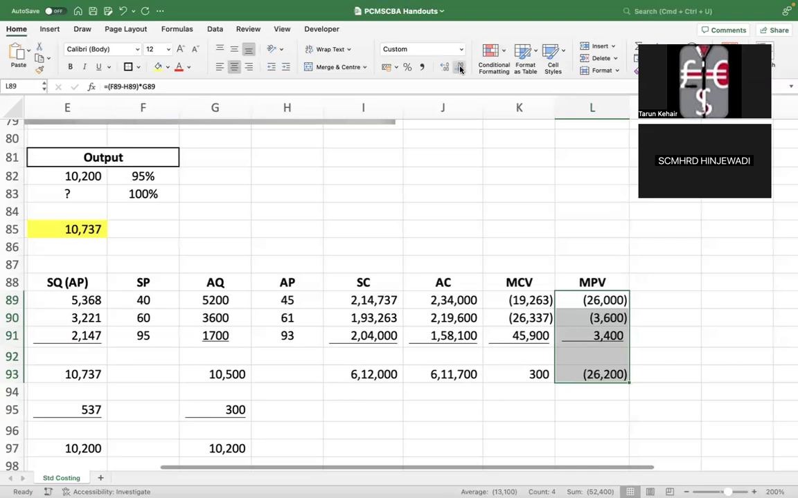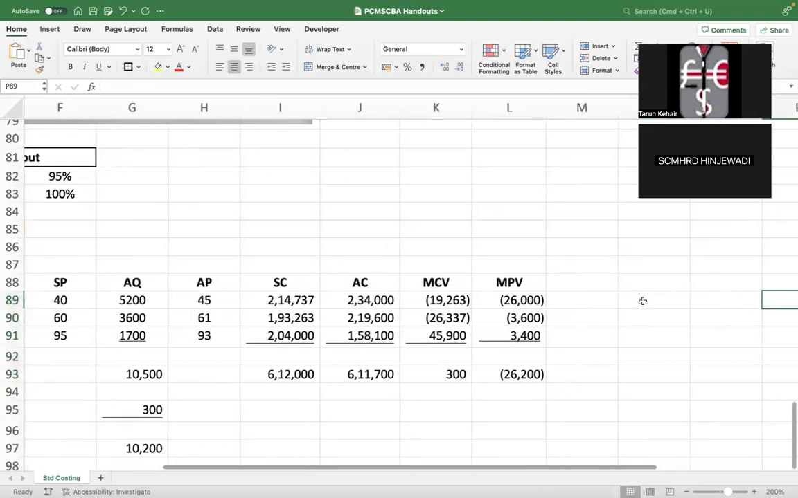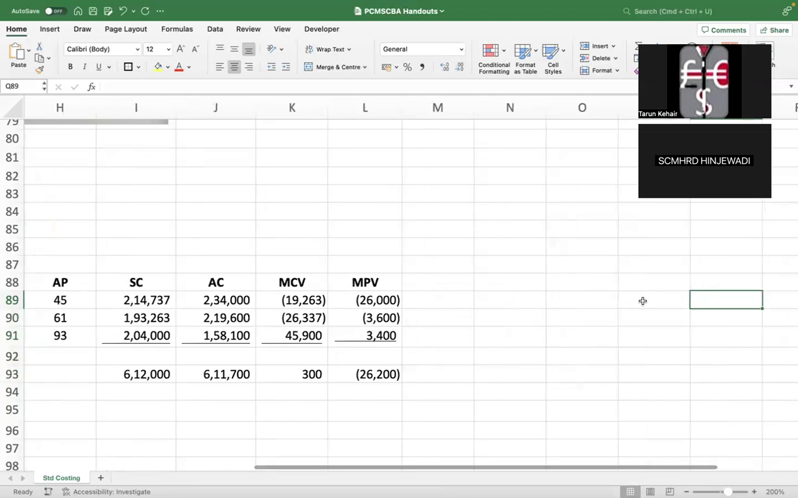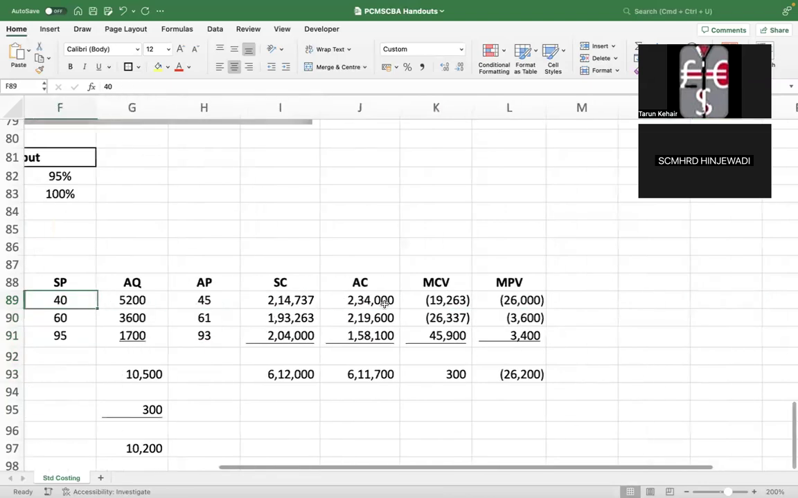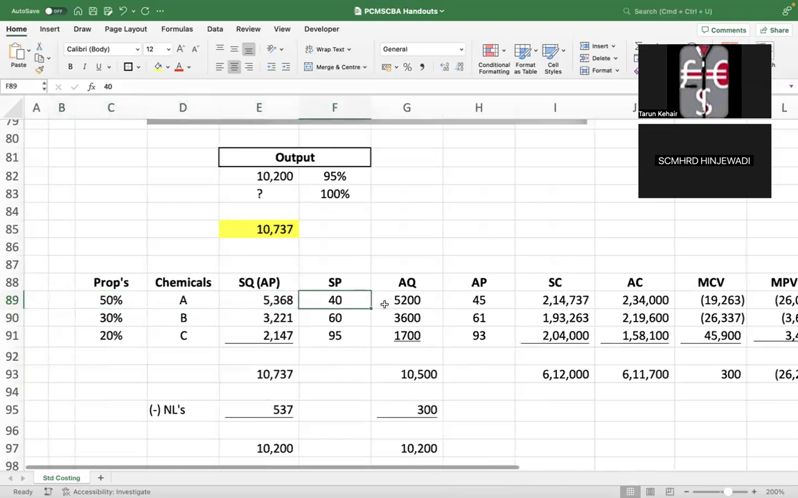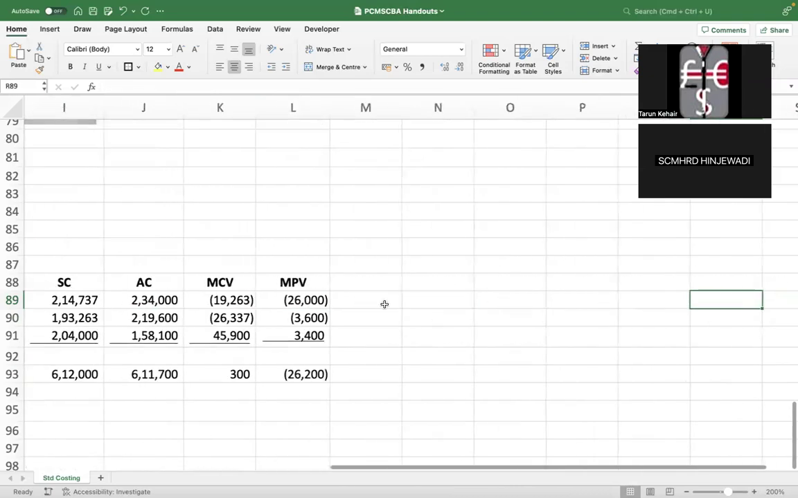So you will see that your price variance is 26,200 negative, and that is because of material or chemical A, which should have been procured at 40 rupees per kg, but we spent 45 per kg. That was the reason for the price variance.